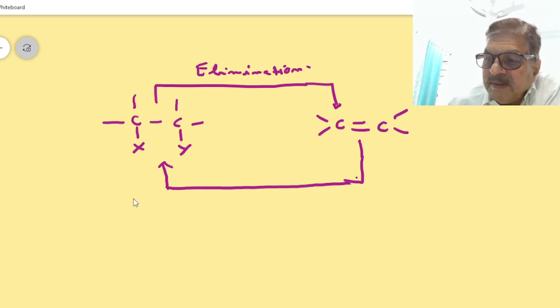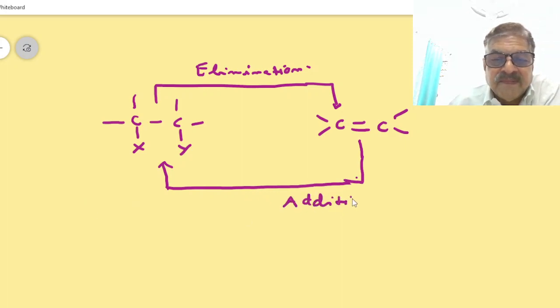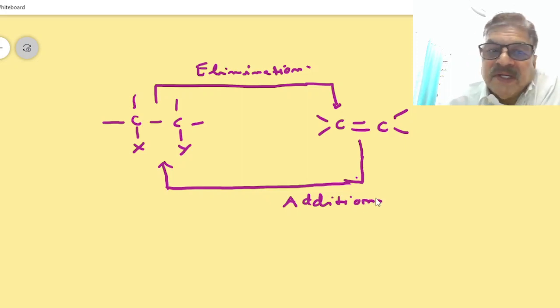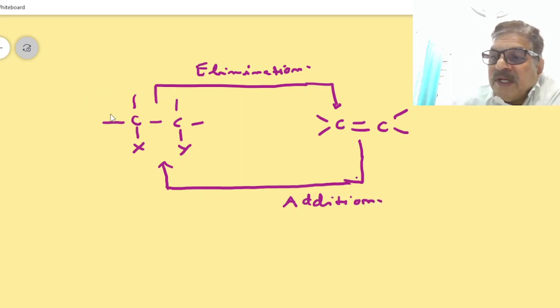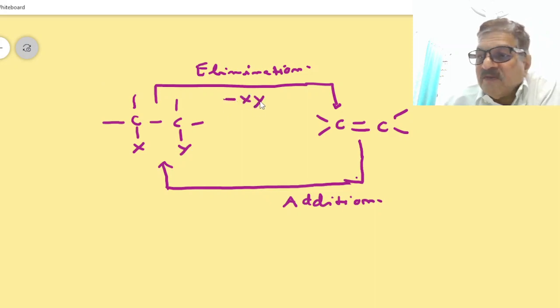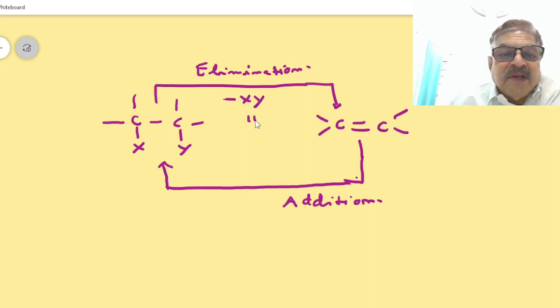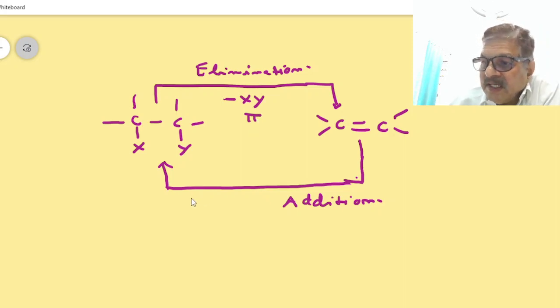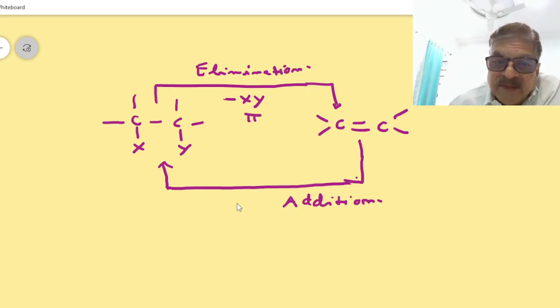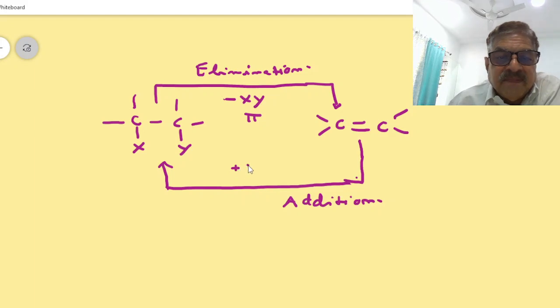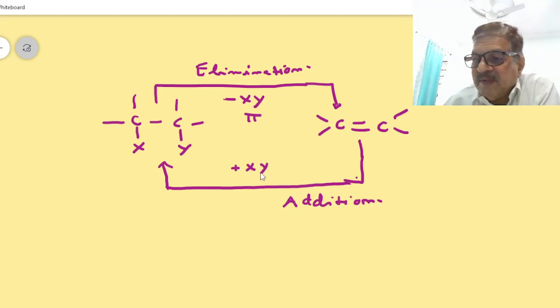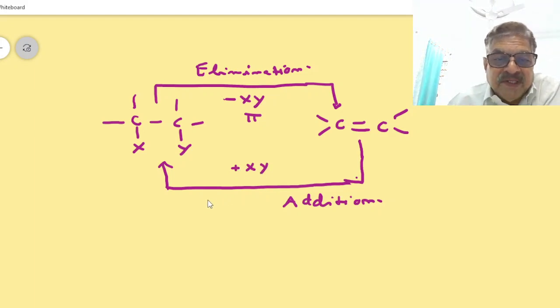This is breaking a pi bond. This is addition. This is being represented here. Here it is forming a pi bond, that is minus XY. Minus XY, a pi bond is formed here. Correct? Here it is breaking a pi bond, that is plus XY. Okay, plus XY, it will break the pi bond here.